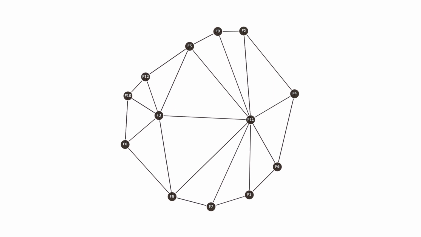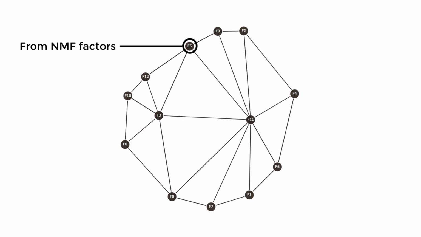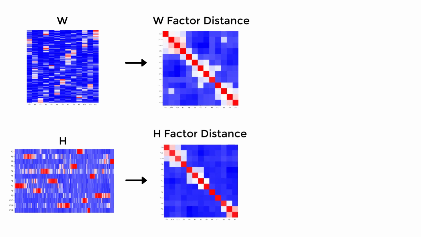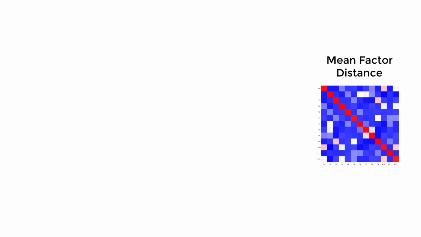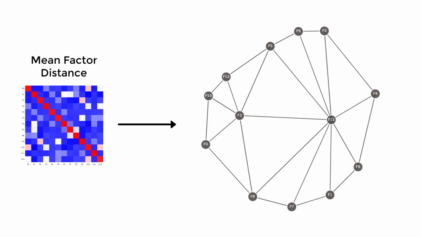So the first step of making the map is defining its skeleton. You may remember that the nodes of the map come from NMF factors. We want to create a powerful and flexible map, so we're going to use both the H and W matrices. First, we're going to compute the distance between the H factors and themselves, and the W factors and themselves, creating 2 matrices of factor distance. Now we're going to take the average of each corresponding distance to create a mean factor distance matrix. Translating these distances into 2-dimensional space gives us the skeleton of our map.